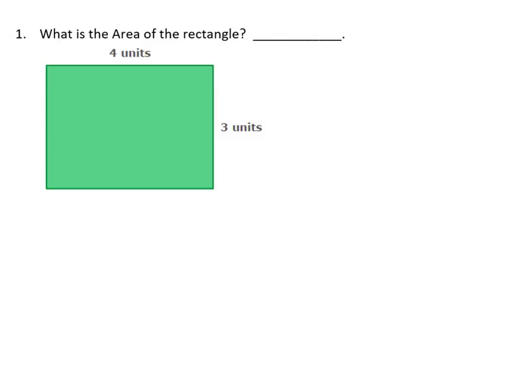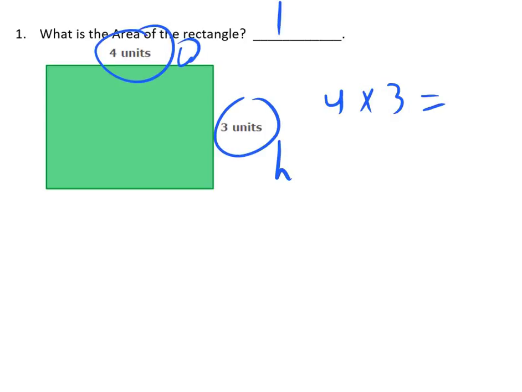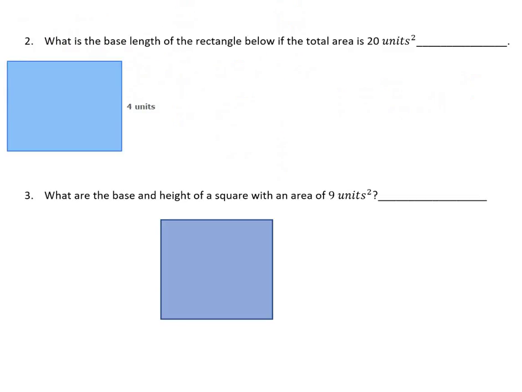So let's take that into the area of this rectangle. We know it's a rectangle because the base is different from the height. This is a very simple area question that you should be able to answer quite quickly, which is 4 times 3, right? The base times the height, and that gives us 12, because 4 times 3 is 12. So that's a nice little introduction there.